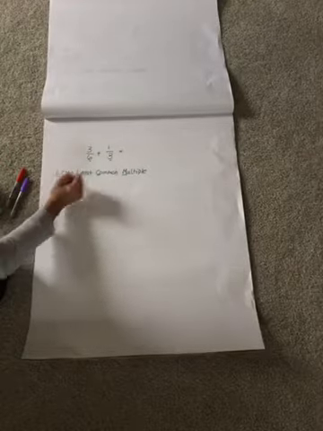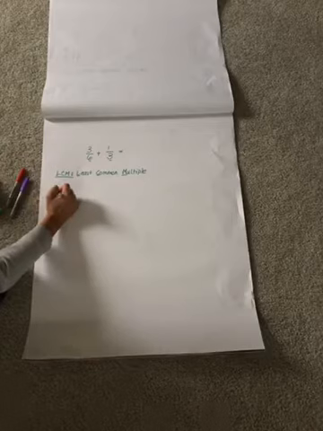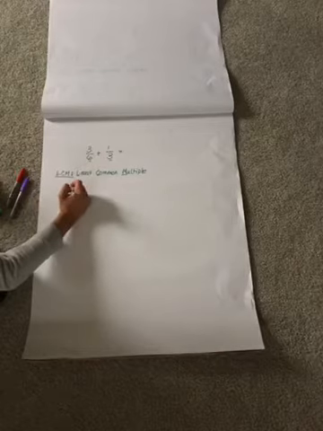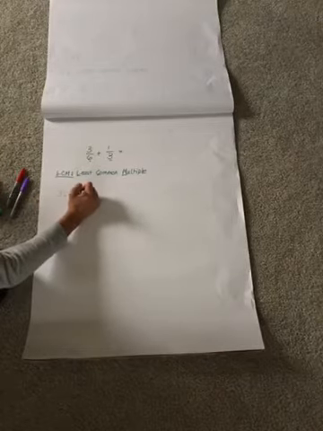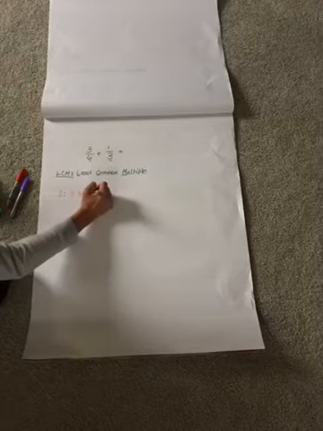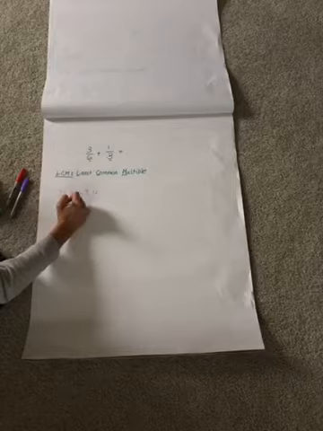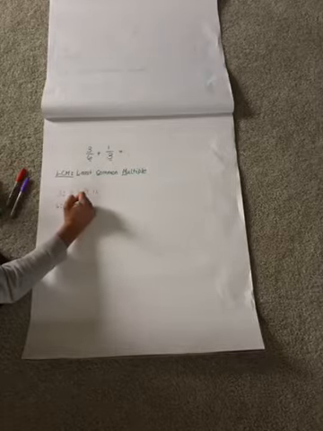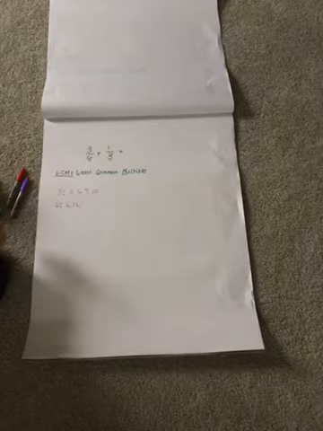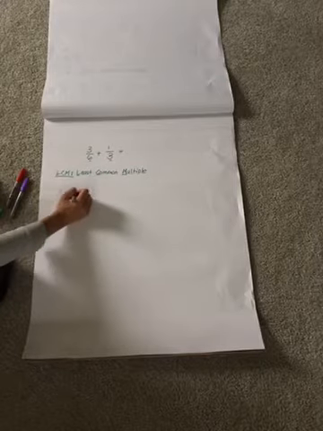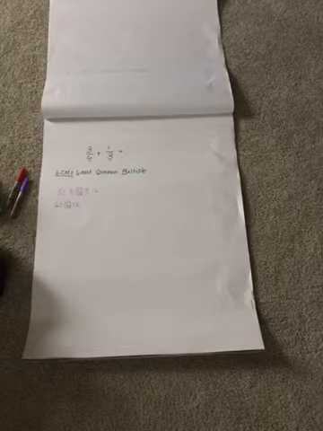LCM. Okay? The way that I do that is I have to list the multiples of each of these numbers. The multiples of 3 are 3, 6, 9, 12. I'm going to stop right there. The multiples of 6 are 6, 12. Well, I can stop there because I already see a multiple that both of these have in common.